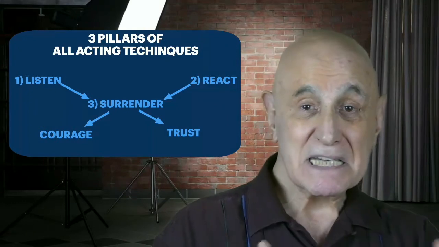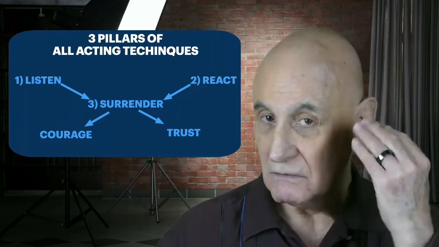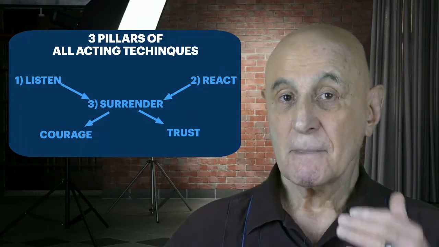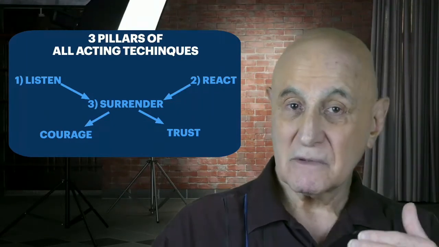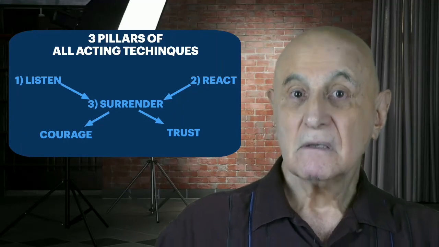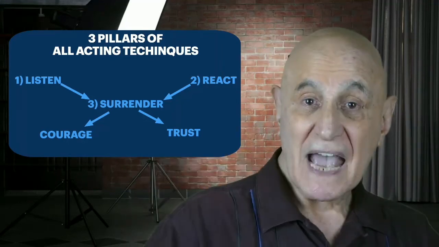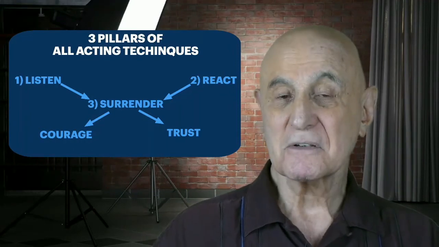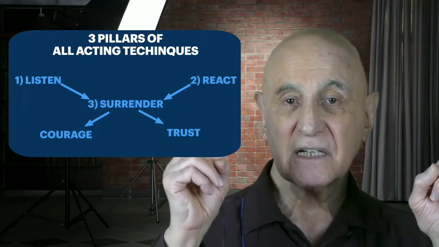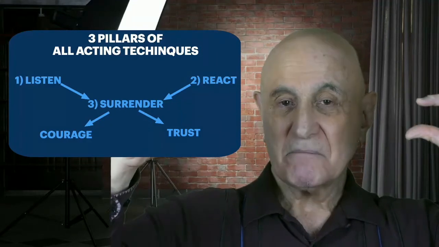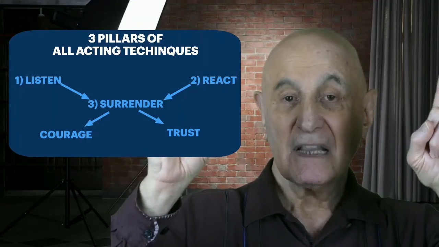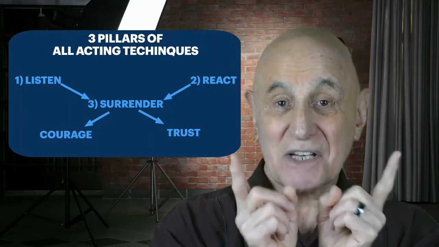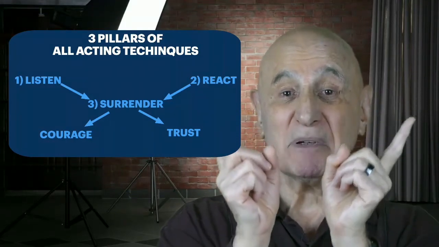You think about Meisner's repetition. You listen, and then you react to what you've heard. And of course, when you're up on your feet with a script, you react with actions that you choose to influence the other characters. So listening and reacting are the two main pillars, but they're nothing without surrendering. Surrendering is the pillar that holds the other two up.